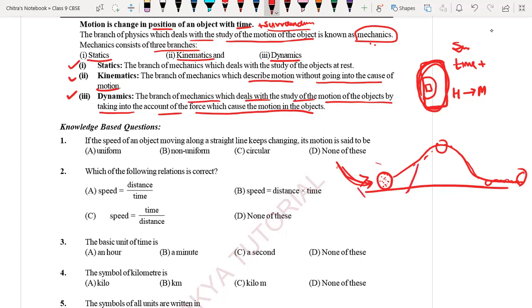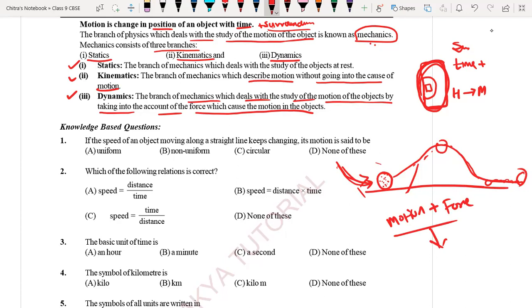So I'm writing here: motion with force. It means they will check how the force is applied, the external unbalanced force. Motion along with that force will be studied together in dynamics. Understood, everyone? Okay, good.